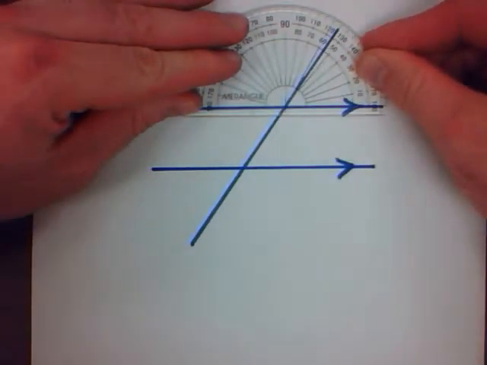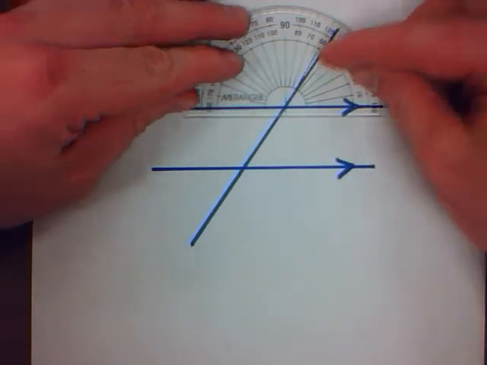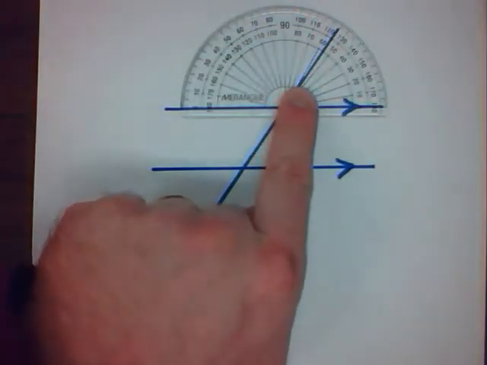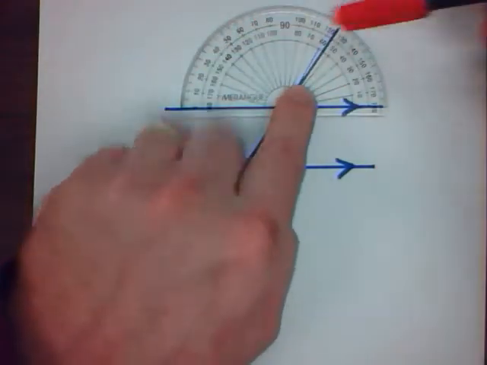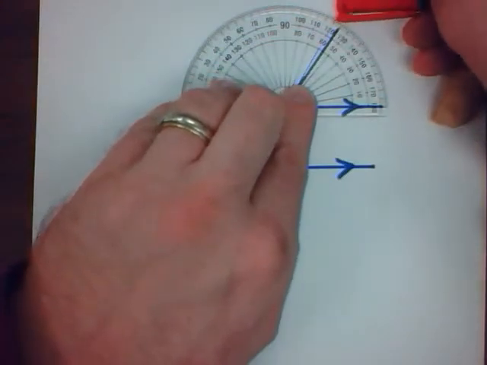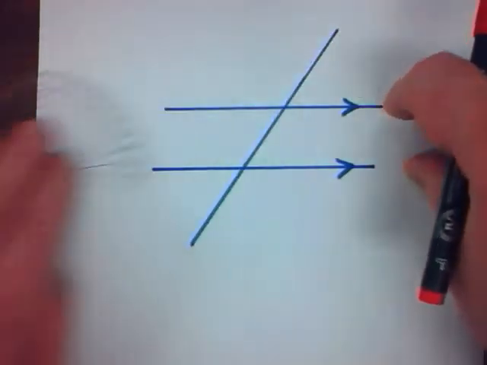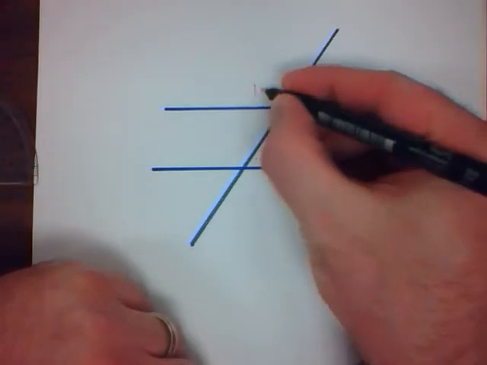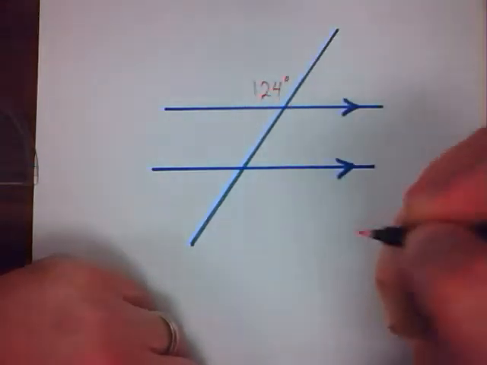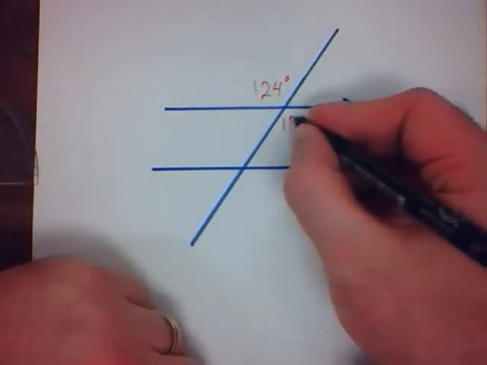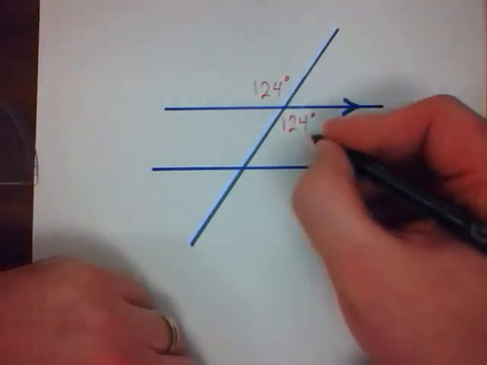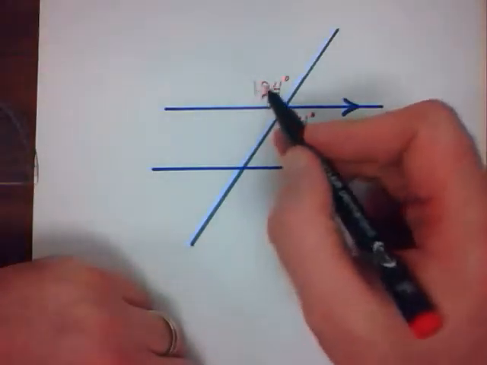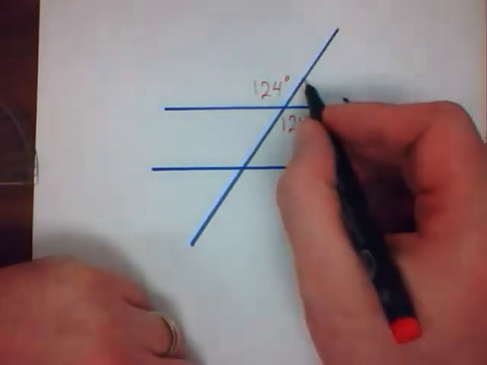I put down my protractor and I start measuring. 0, looks like I came out at about 124. So this is 124 degrees. That's good. This is 124 degrees then. Automatically, it works exactly the same. And I don't even need to measure over here.